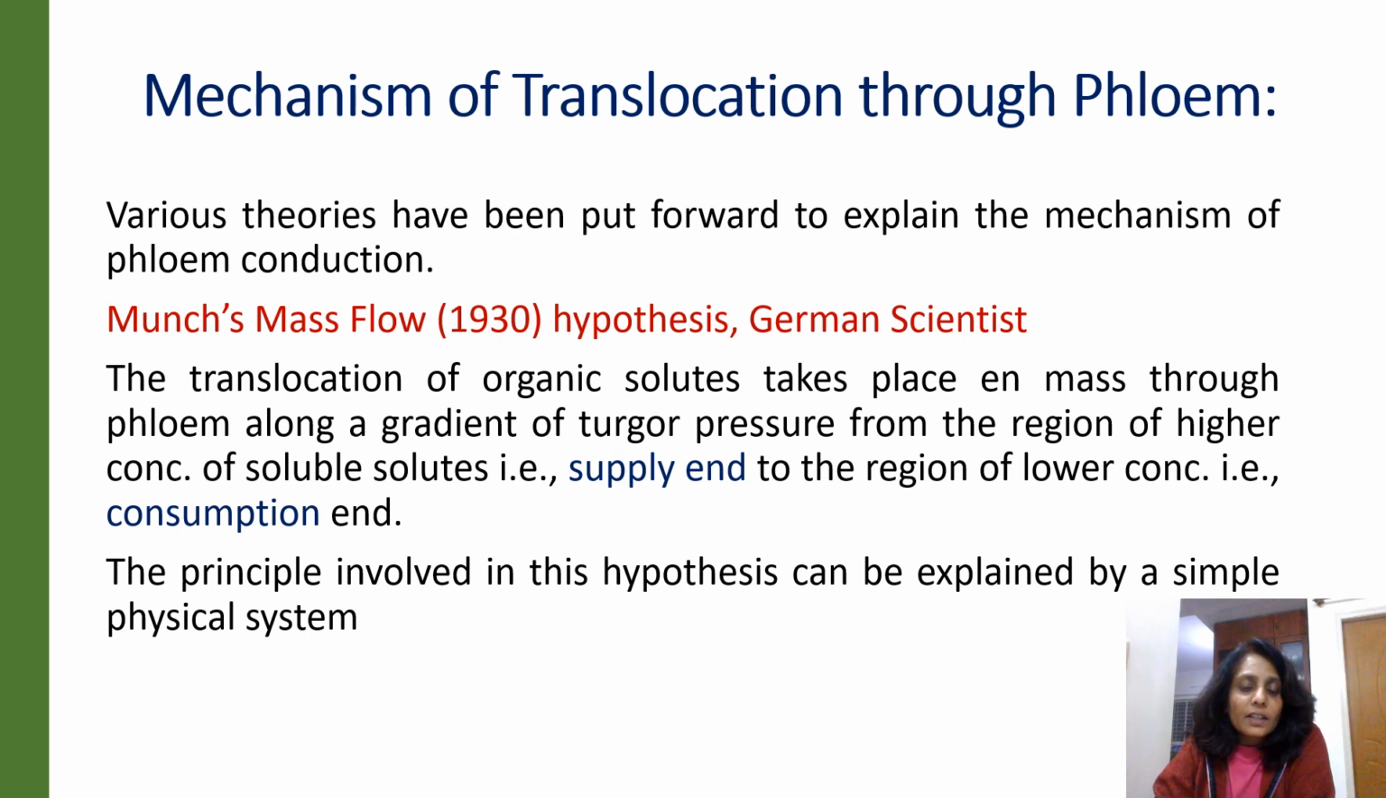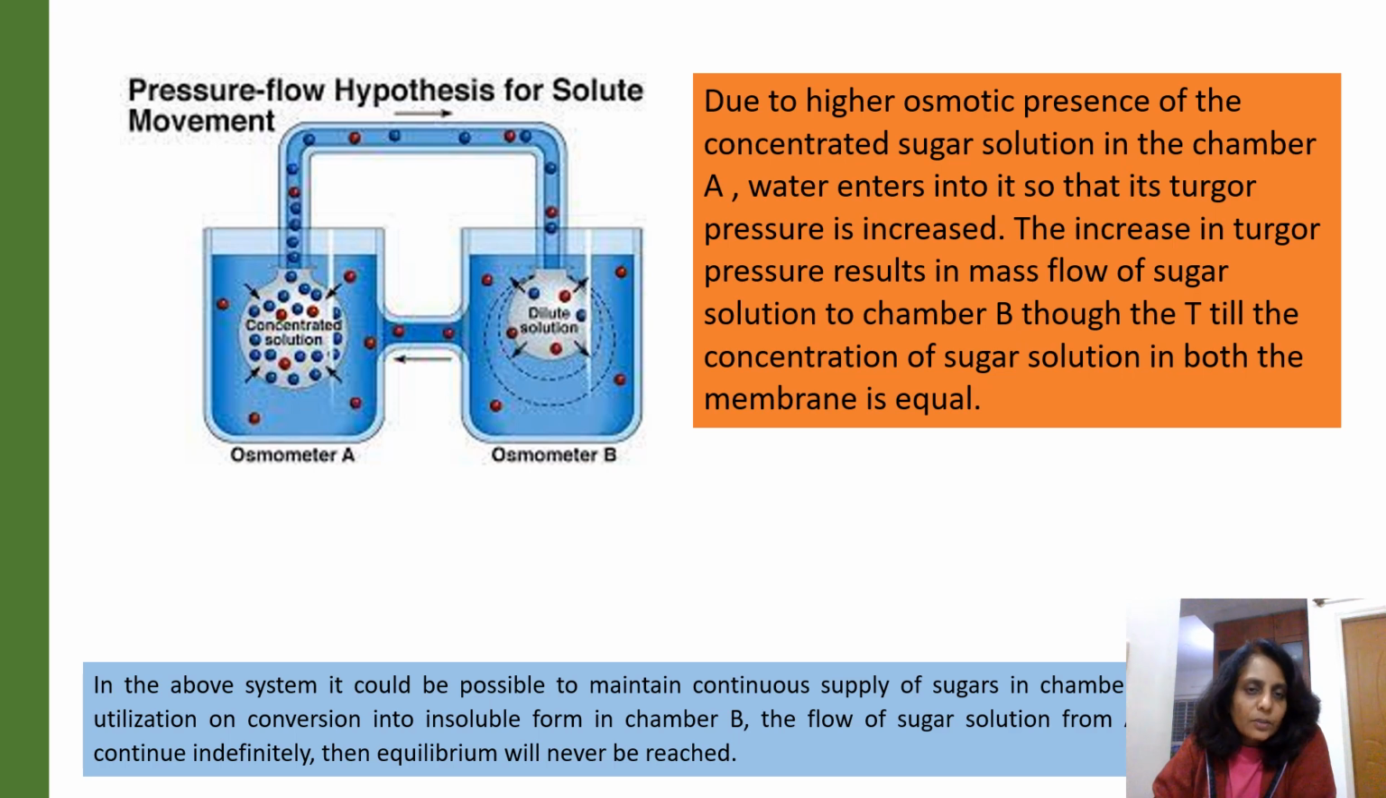The principle involved in this hypothesis can be explained by a simple physical system. To demonstrate the pressure flow hypothesis, Munch created a physical system comprising two glass osmometers A and B connected through a tube T. In osmometer A, a concentrated solution was filled in, while a dilute solution was filled in osmometer B. Both osmometers were then placed in a beaker containing water.